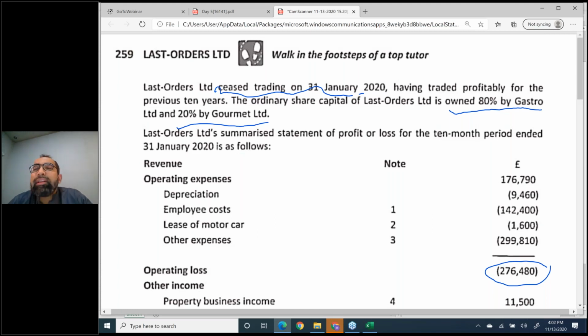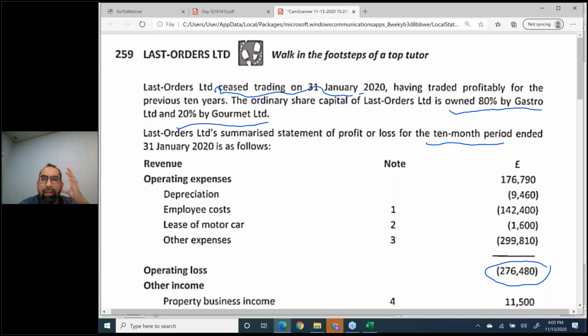Plus one more thing. If the examiner asks you about the limit proration, if you remember, yes, the limits will also be prorated, because this 80% is greater than 50%. Okay, come on. Now, Last Orders Limited's summarised statement of profit and loss is for the 10-month period. 10 months, don't forget, very important. This last accounting period is of 10 months, so maybe you have to apportion certain things.